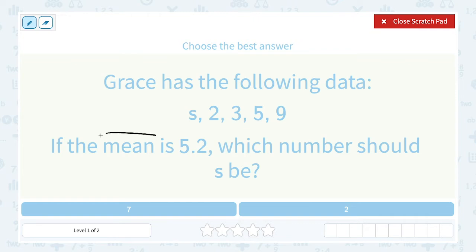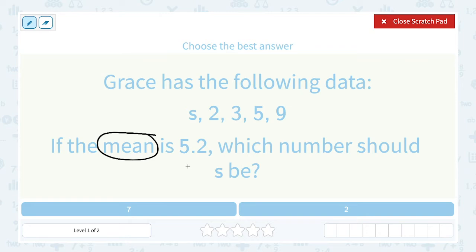So that vocabulary word mean means the average. It's what you get when you add up all your numbers and divide by how many numbers there are. So we want to see which one works out to give us 5.2.